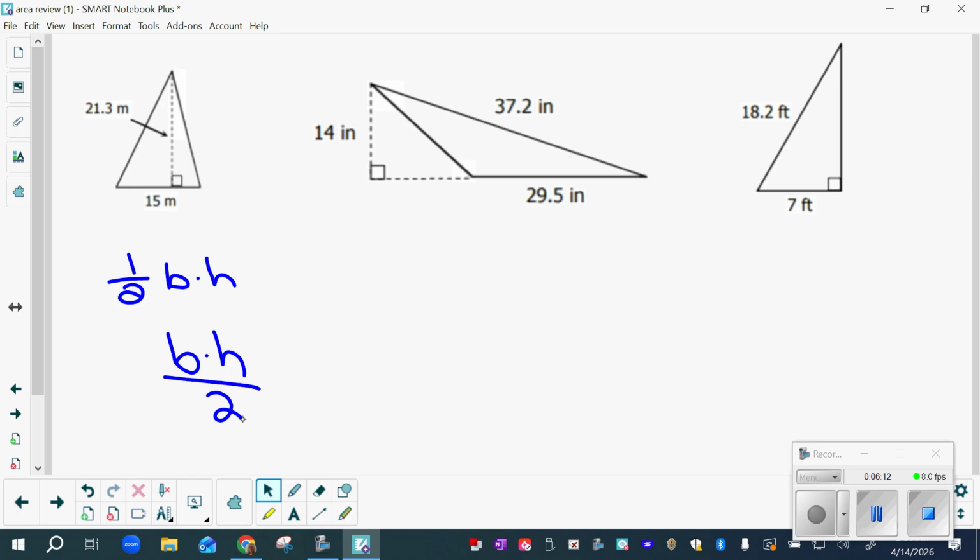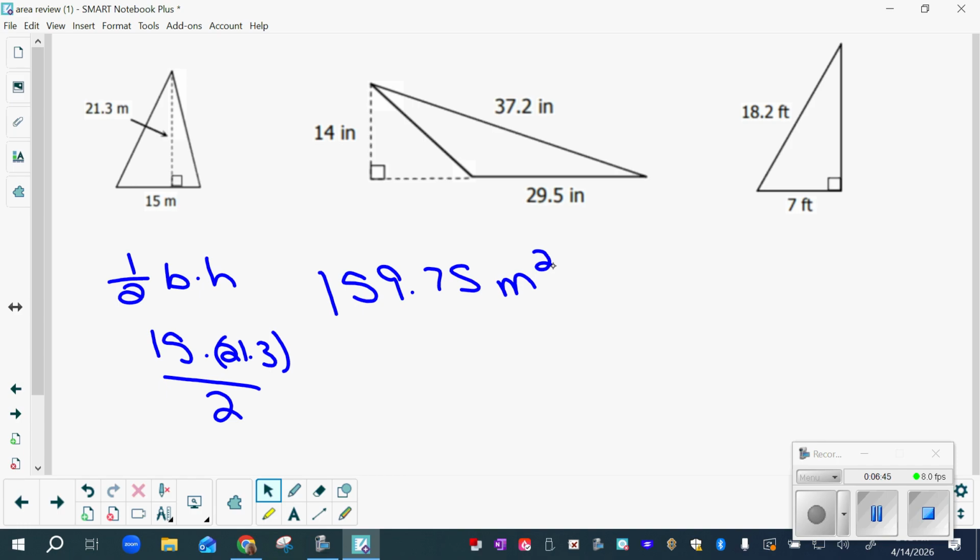So here we go. My base is 15. My height is 21.3. Is it all on my calculator? It is. It's that easy. 15 times 21.3, enter. And then I divide by 2. And I get 159.75. And I'm going to say meters squared. Area is in meters squared.